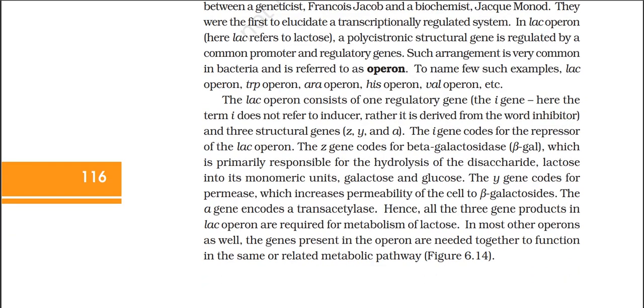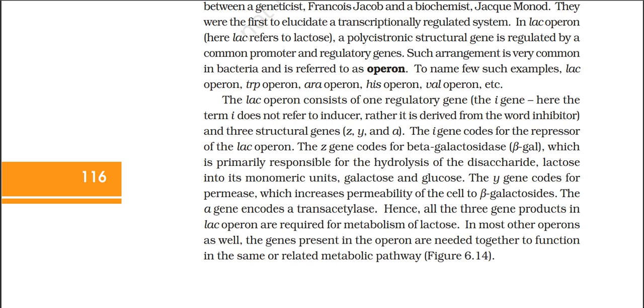The LAC operon consists of one regulatory gene, the I gene. Here the term I does not refer to inducer. Rather, it is derived from the word inhibitor, and 3 structural genes, Z, Y, and A. The I gene codes for the repressor of the LAC operon. The Z gene codes for beta-galactosidase, beta-gal, which is primarily responsible for the hydrolysis of the disaccharide, lactose into its monomeric units, galactose and glucose.